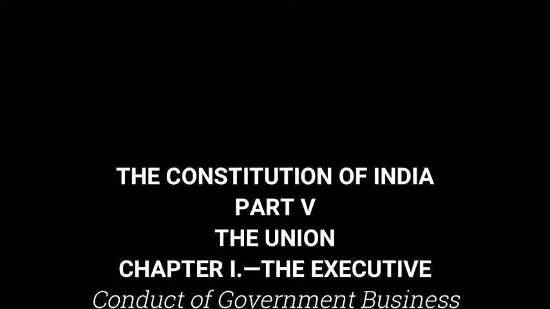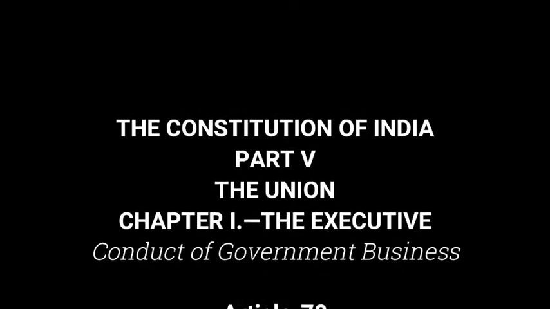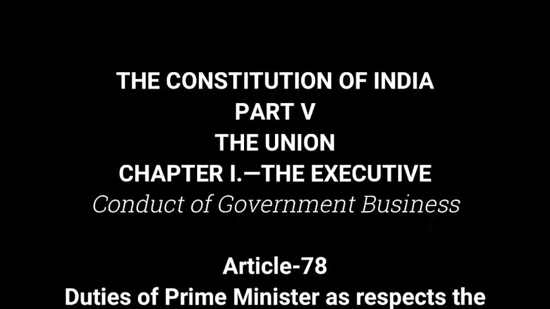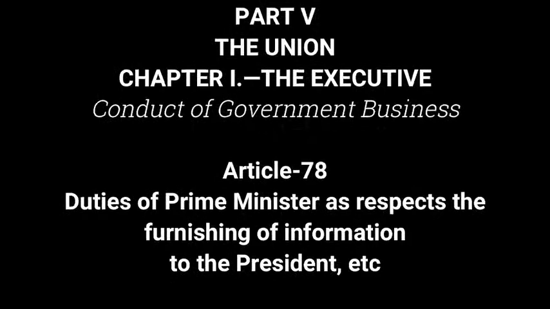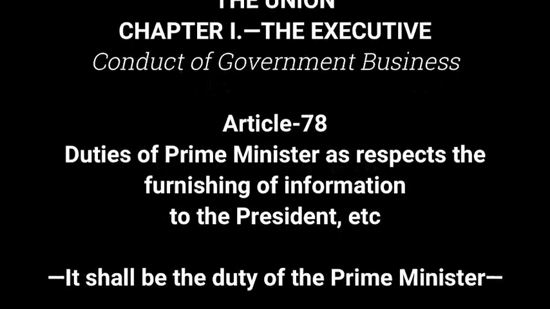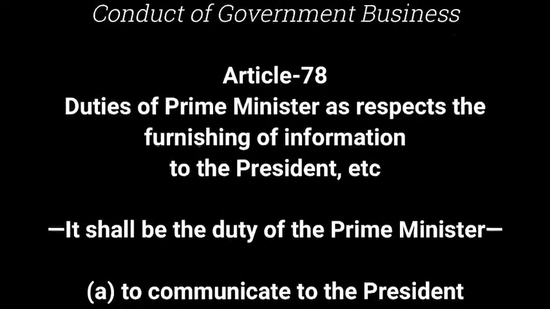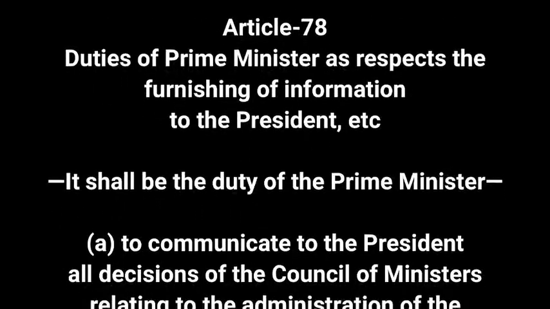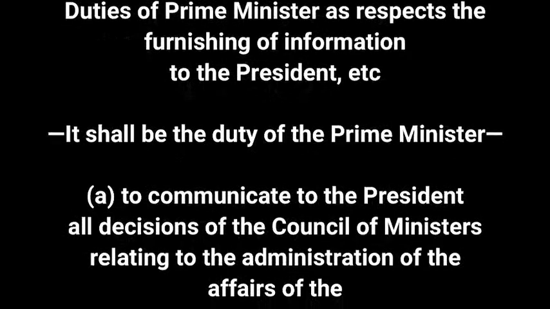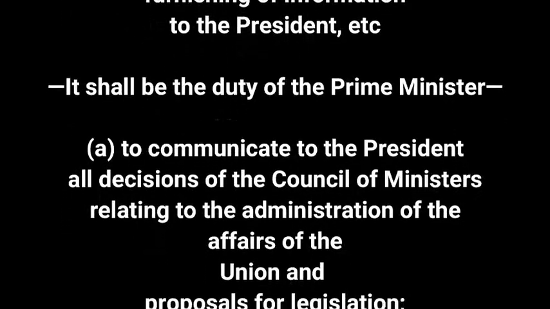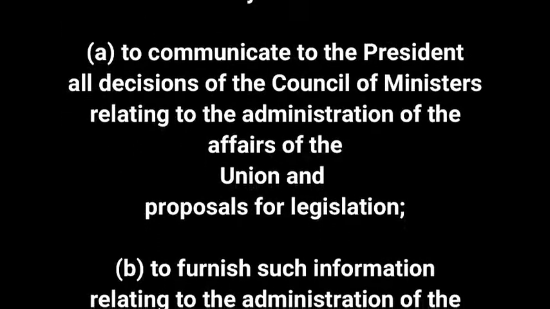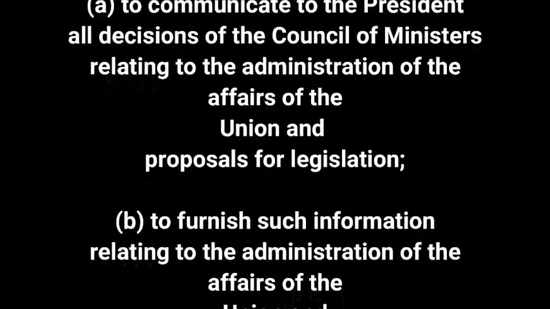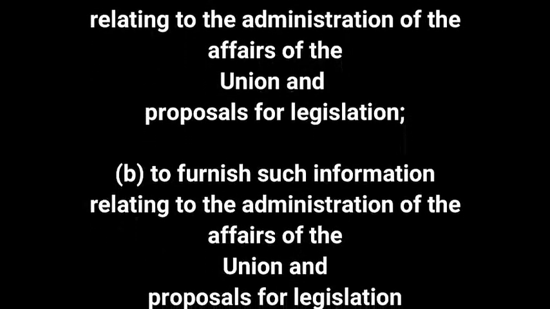The Constitution of India. Part 5. The Union. Chapter 1. The Executive. Conduct of Government Business. Article 78. Duties of Prime Minister, as respects the furnishing of information to the President, etc. It shall be the duty of the Prime Minister: a. To communicate to the President all decisions of the Council of Ministers relating to the administration of the affairs of the Union, and proposals for legislation.